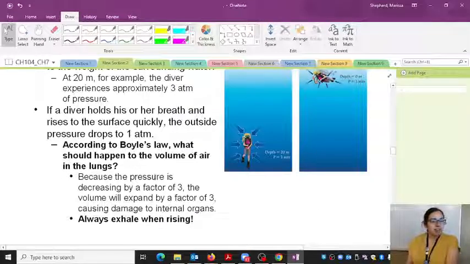I mean, even just in the lungs. So if you decrease the pressure by a factor of 3, then of course the volume just in your lungs would expand by a factor of 3. And of course, always exhale while rising. And go slow.